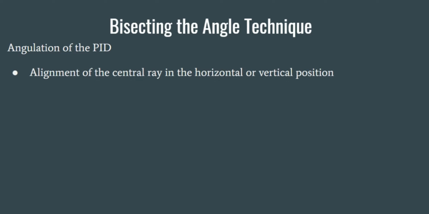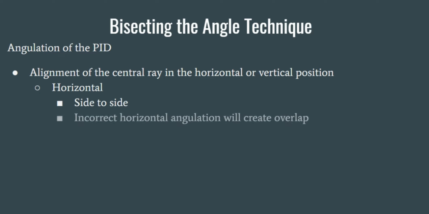So the alignment of the central ray in the horizontal or vertical position is what we're referring to here. The horizontal positioning, that's your side to side. So shake your head no. That's your horizontal positioning. Incorrect horizontal angulation can create overlap. This can happen with the paralleling technique as well, but because you have that ring to aim at, it's reduced. Then your vertical angulation, this is your up and down. So think about nodding your head yes.